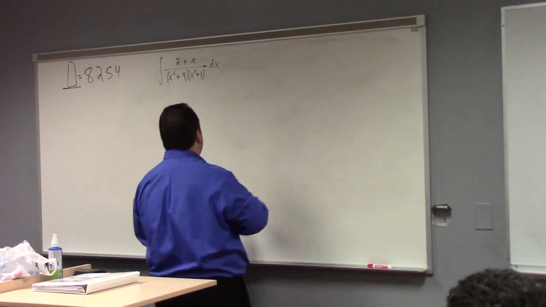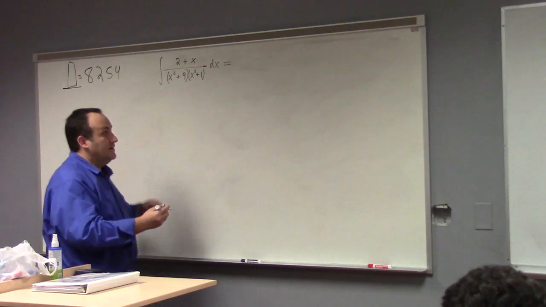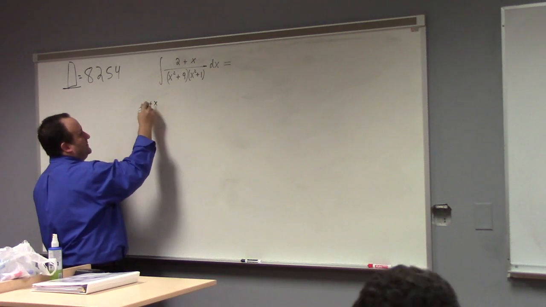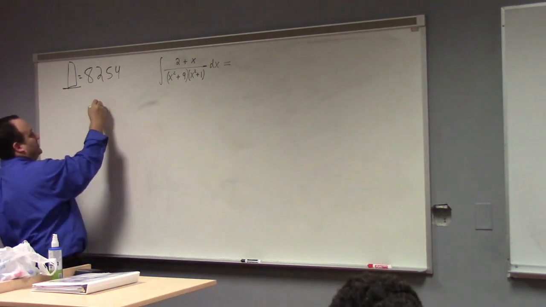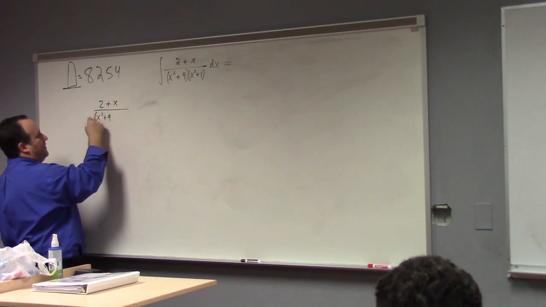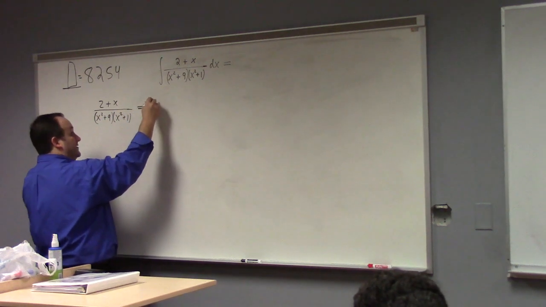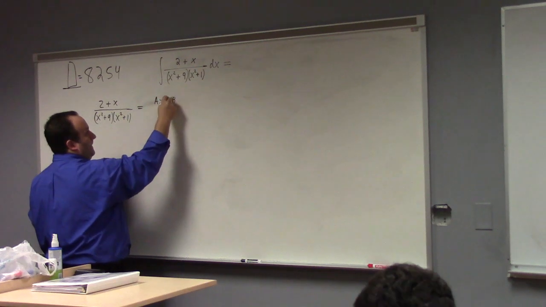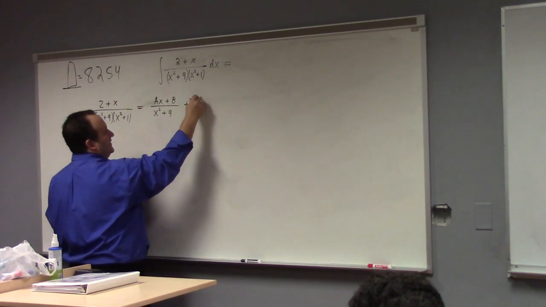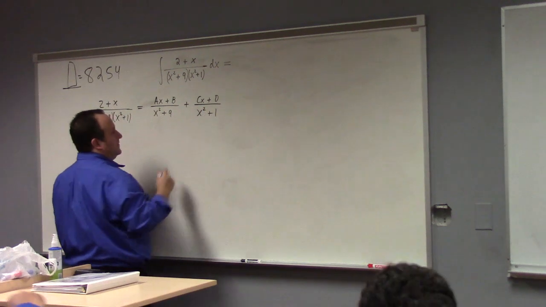Okay, so then the question is, how do you integrate such a thing? And the answer is partial fractions, right? So the partial fractions decomposition for something like this, we have 2 plus x divided by x squared plus 9 times x squared plus 1 is, all right, so here we go: Ax plus B over x squared plus 9 plus Cx plus D over x squared plus 1.